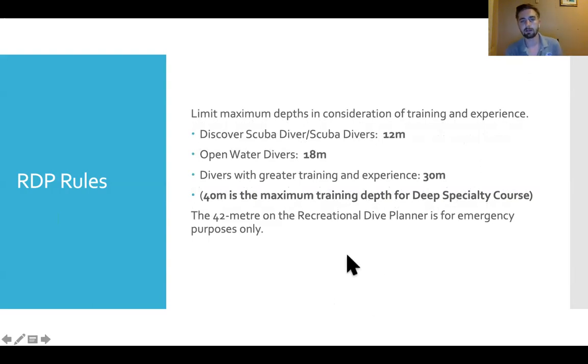We need to keep in mind our maximum depth. Okay, DSD is 12 meters, open water 18, 30 meters, and then 40 if we have done our full PADI Deep specialty course. And the reason that the 42 meters exists on the RDP, which is obviously beyond recreational limits, is just for emergency planning.